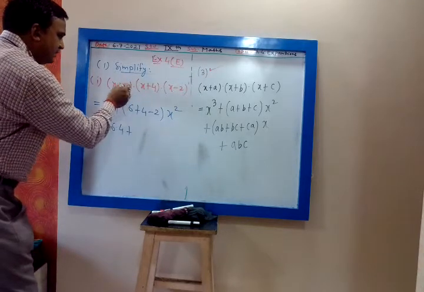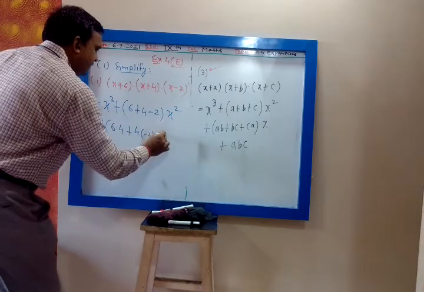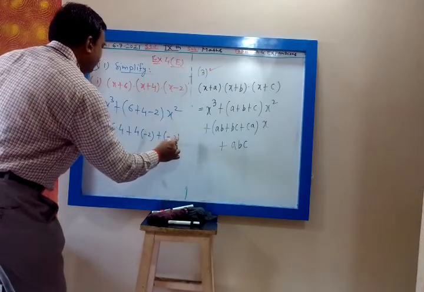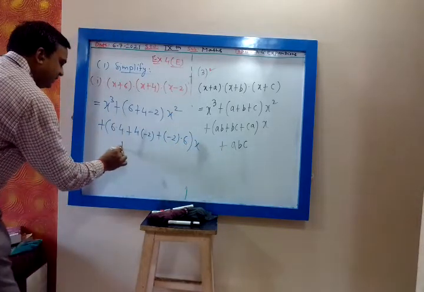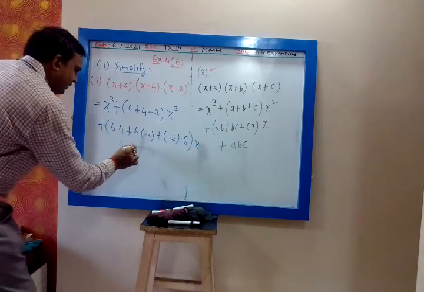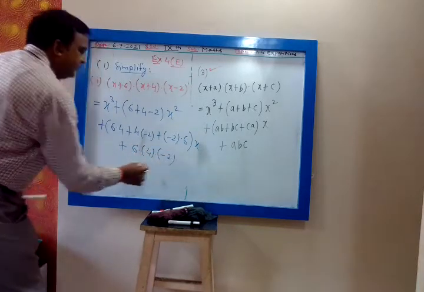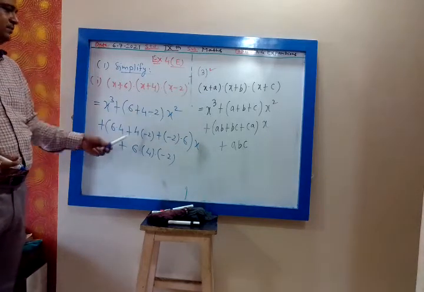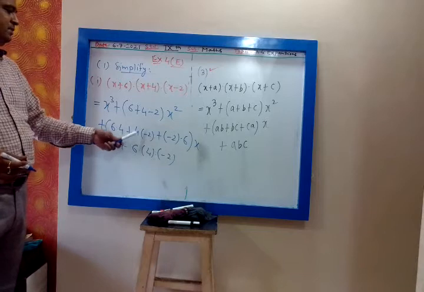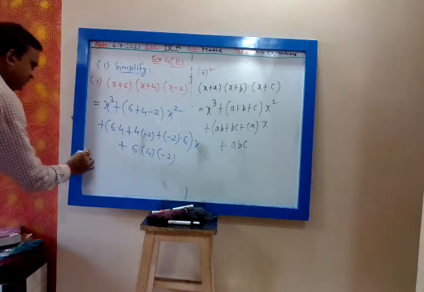Let me write one step. 6 into 4 plus 4 into minus 2 plus minus 2 into 6, that is 6 into 4 into minus 2. We have used this formula: x cube plus (a plus b plus c) into x square plus (ab plus bc plus ca) into x plus abc.